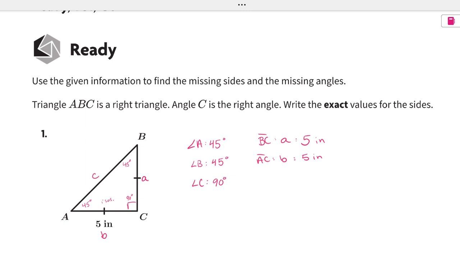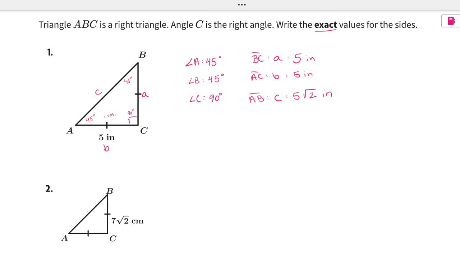And since this is a 45-45-90 triangle, we want exact values. We can see that AB, or side C, is 5 times the square root of 2 inches. You could use the Pythagorean theorem if you want. 5 squared plus 5 squared is 25 plus 25, which gives us 50, and the square root of 50 is 5 root 2.